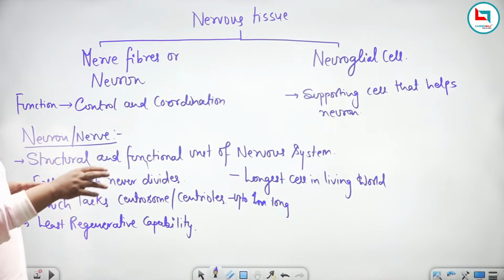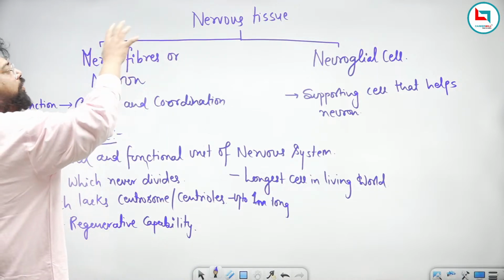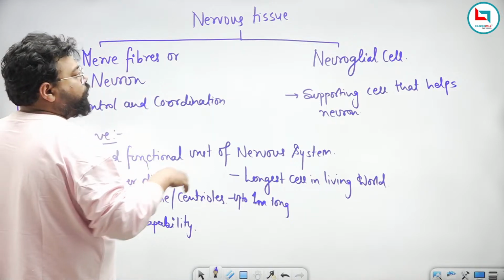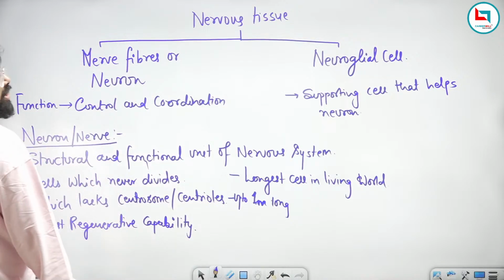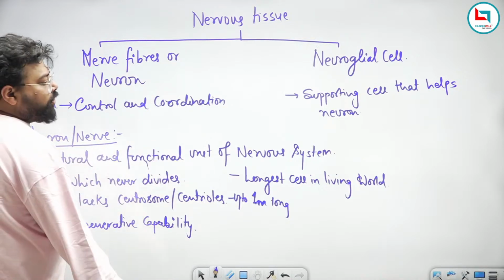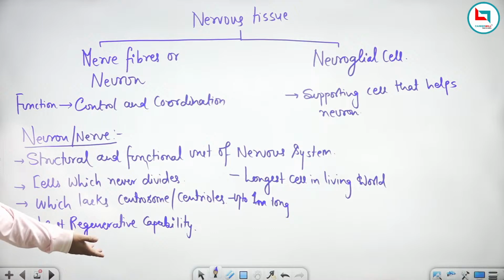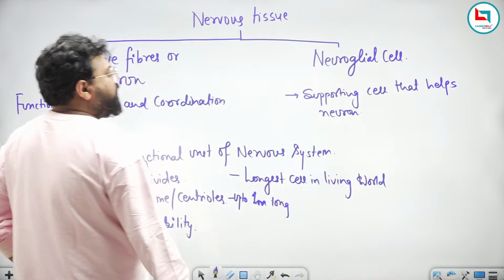Nervous tissues are made up of two types of cells. One is the main cell, which helps in control and coordination of our whole body. These are nerve fibers or neurons. Another are the supporting cells for neurons. These are neuroglial cells. So neurons are the structural and functional unit of the nervous system. These are cells which never divide because they lack centriole. That's why they do not have the ability of cell division and they have least regenerative capacity. And these are the longest cells in the living world.